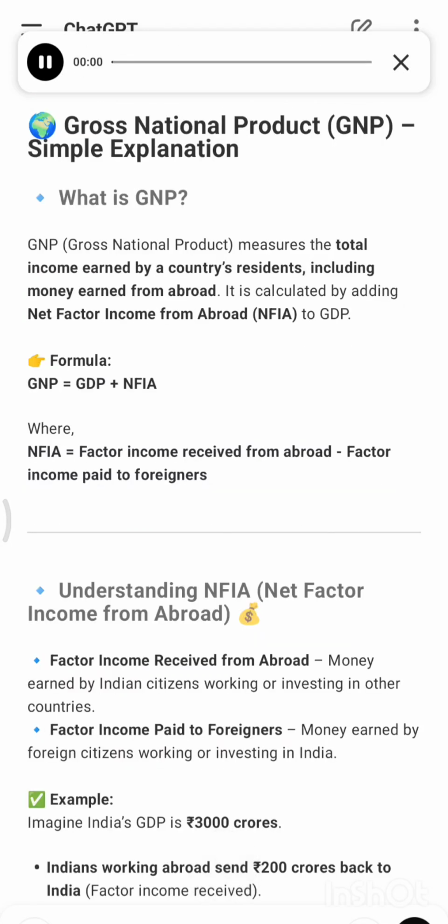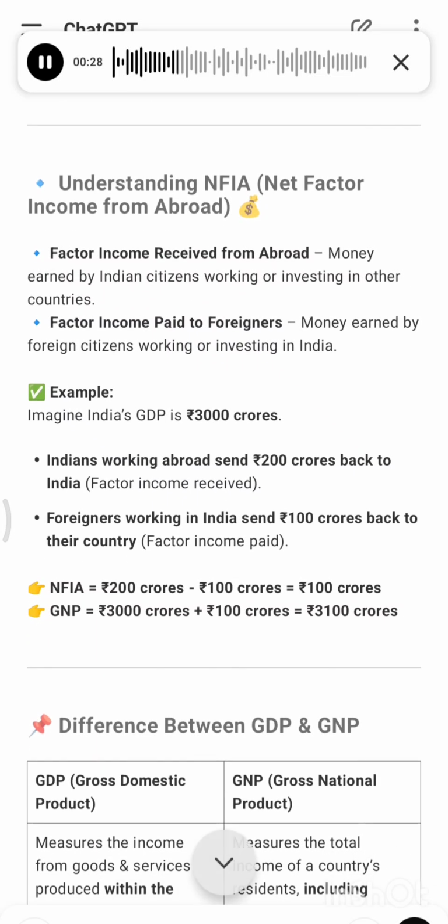Gross National Product, simple explanation. What is GNP? GNP, Gross National Product, measures the total income earned by a country's residents, including money earned from abroad. It is calculated by adding net factor income from abroad, NFIA, to GDP. Formula: GNP equals GDP plus NFIA, where NFIA equals factor income received from abroad minus factor income paid to foreigners. Understanding NFIA: net factor income from abroad. Factor income received from abroad is money earned by Indian citizens working or investing in other countries. Factor income paid to foreigners is money earned by foreign citizens working or investing in India.